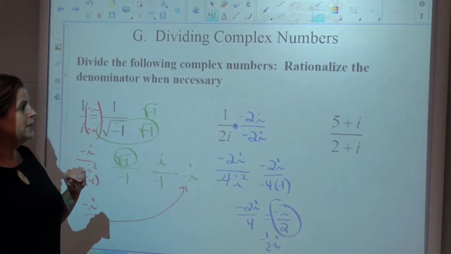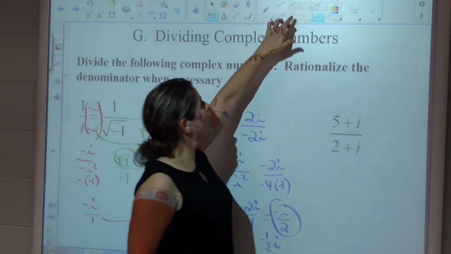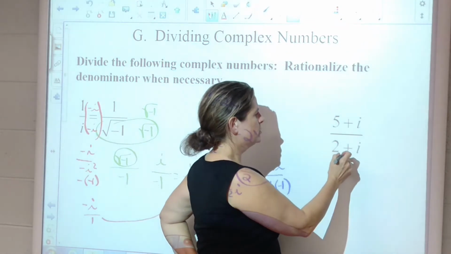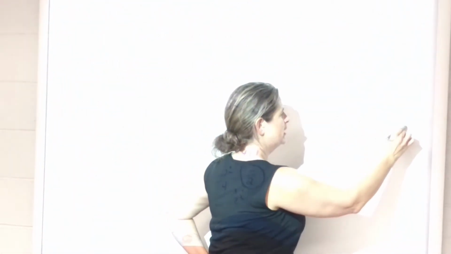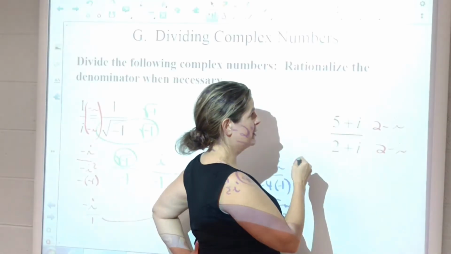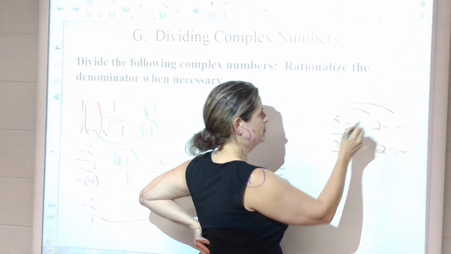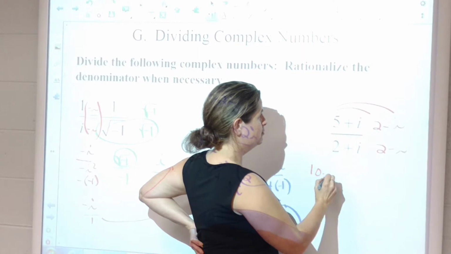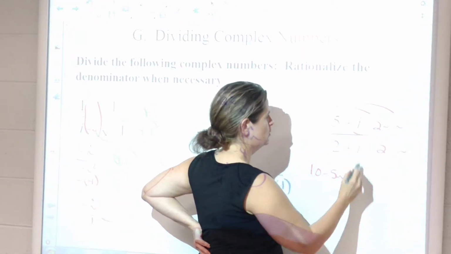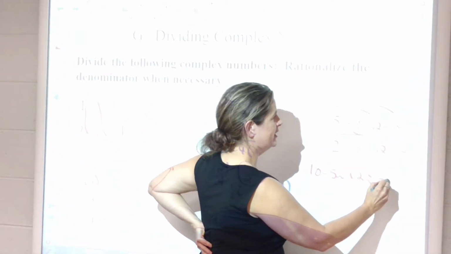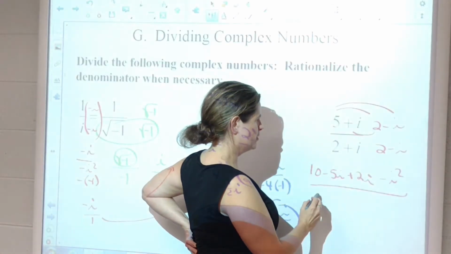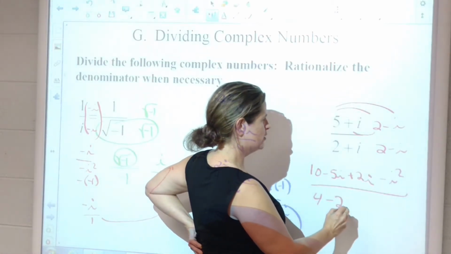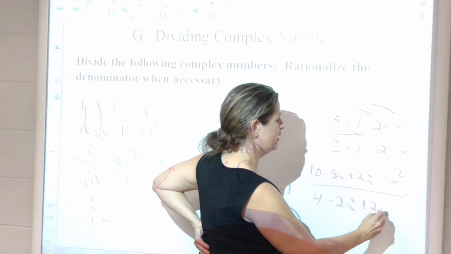For our final one, with the binomial there, the complex number, we're going to use the conjugate again, which would be 2 minus i. We'll do that both on the top and the bottom. We've got to distribute, so we'll get 10 minus 5i. We'll get a +2i and a -i squared. On the bottom, again, distribute, so we get 4 minus 2i plus 2i.